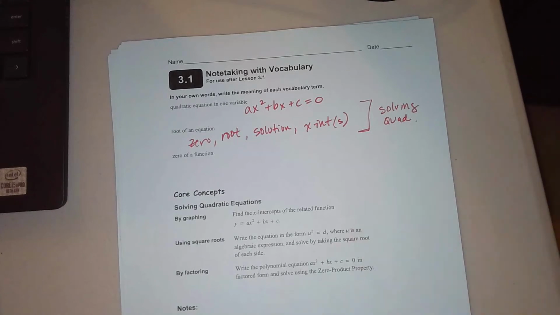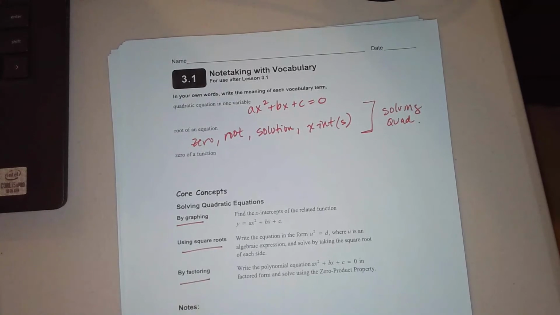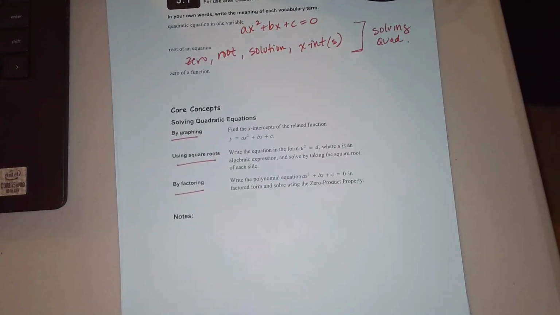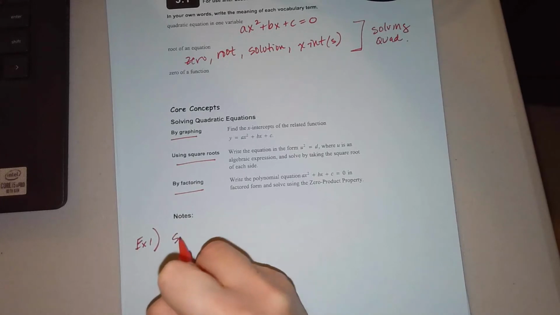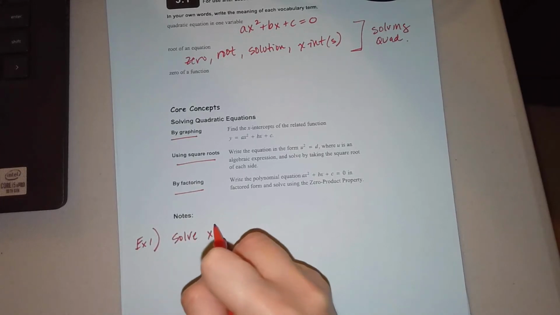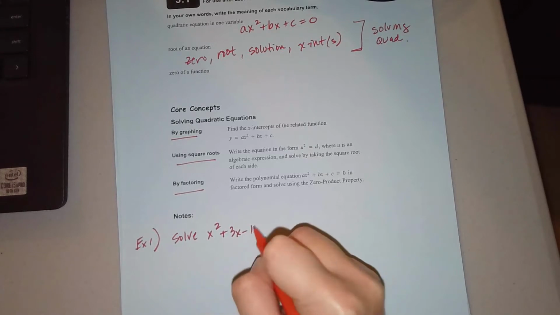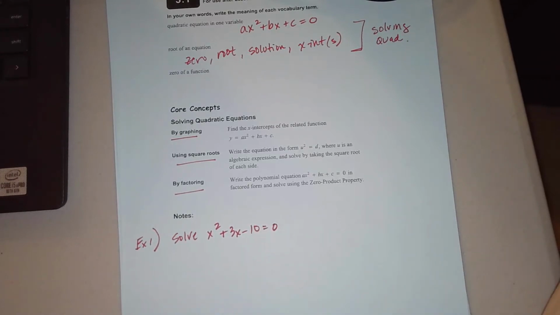All right, so we're going to be talking about how to solve by graphing, by using square roots, and by factoring. I'm going to go through a couple examples so you can see a process for each one. So if you were going to solve by graphing, let's do example 1, and I ask you to solve x squared plus 3x minus 10 equals 0. Notice that I already set it equal to 0, and that should be your first step when solving an equation.